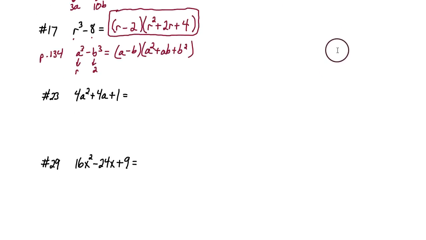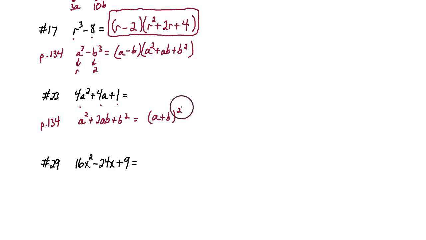Number 23, first step, look for a greatest common factor. But there is no number other than 1 that divides into all 3 terms. Second step, is it one of the special patterns? And it is. It was on page 134 of the book. A squared plus 2ab plus b squared equals a plus b squared. In our polynomial, the letter A is really a 2a, and the letter b is really the number 1.